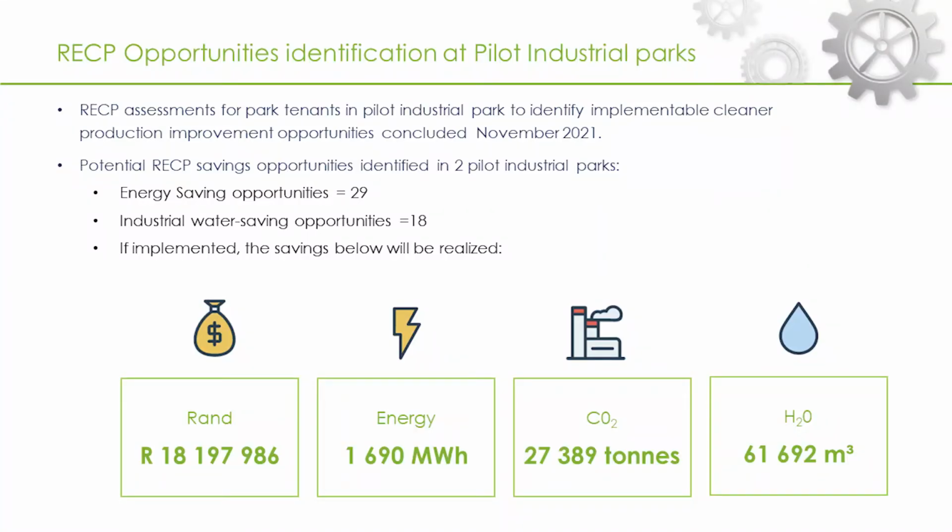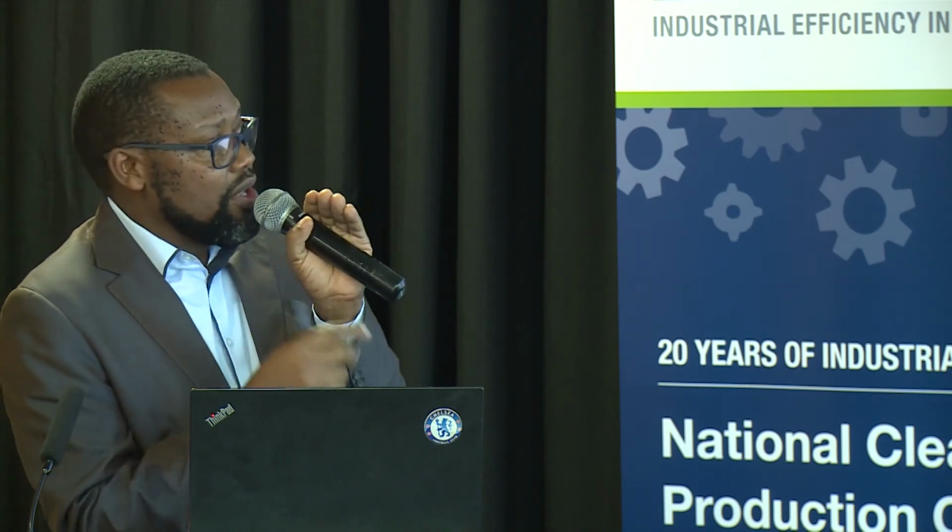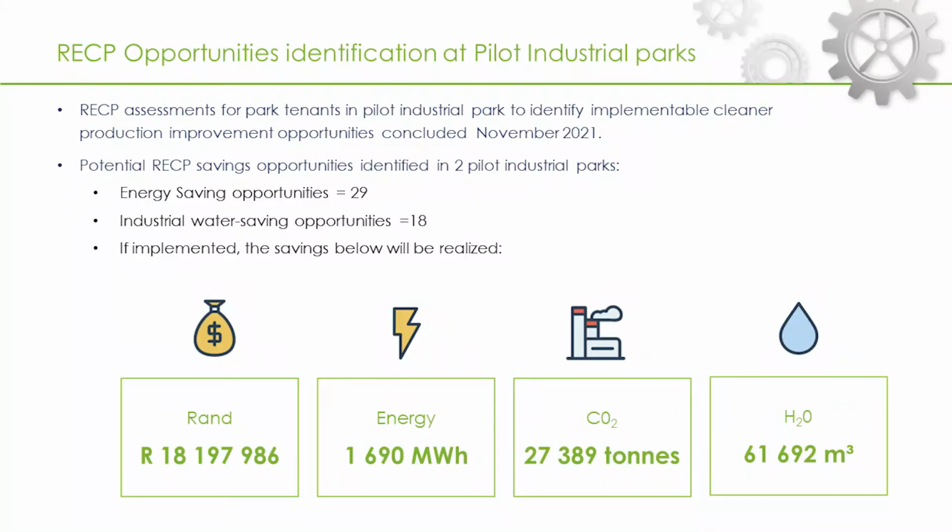Since we started in the pilot industrial parks, as I mentioned, we also added other non-pilot industrial parks, and we have been able to do proper EIP assessments to identify implementable opportunities. In terms of RECP opportunities identified in the pilot industrial parks, we had up to 29 energy saving opportunities and 18 industrial water saving opportunities. If implemented, in summary, you have 18 million rand in savings, up to these megawatts of energy saved, up to 27,000 tons of greenhouse gas emissions saved, and up to 61,692 cubic meters of water saved. That is in the pilot industrial parks.